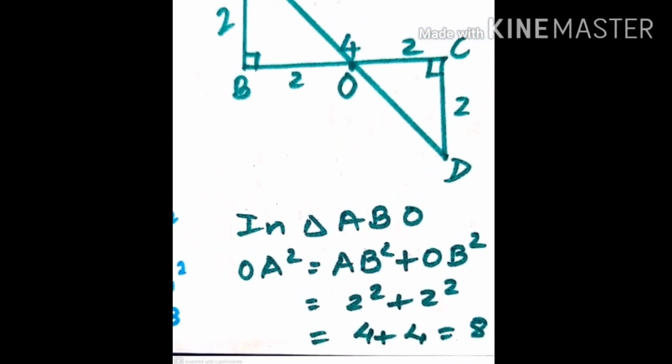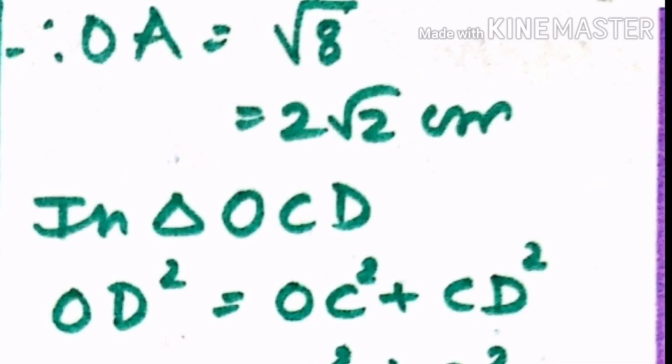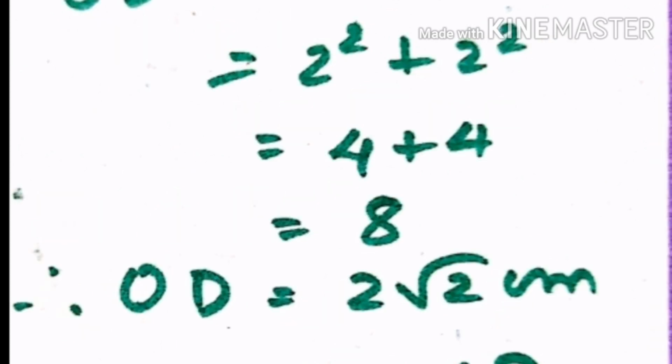Now next, in triangle OCD, the other triangle in the figure, we again follow our Pythagoras theorem. We apply it. OD square is equal to OC square plus CD square. Now students, it must be very clear to you that the side opposite the 90 degree angle is our hypotenuse. So using that you have to write your Pythagoras theorem. Now we substitute the values of OC and CD here. So you can see 2 square plus 2 square, that is 4 plus 4 is equal to 8. So OD we found again 2 root 2, that is the square root of 8 on both sides.